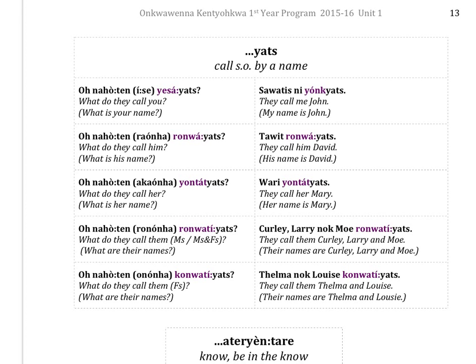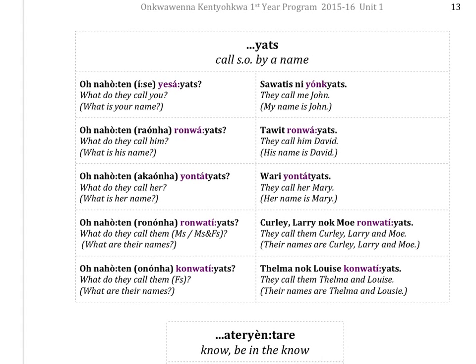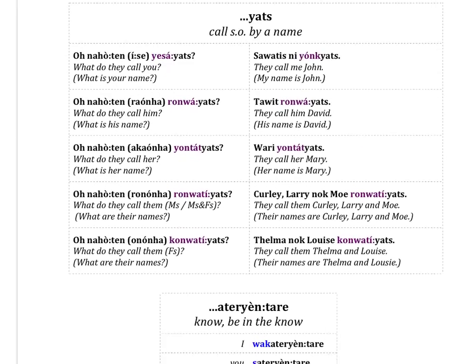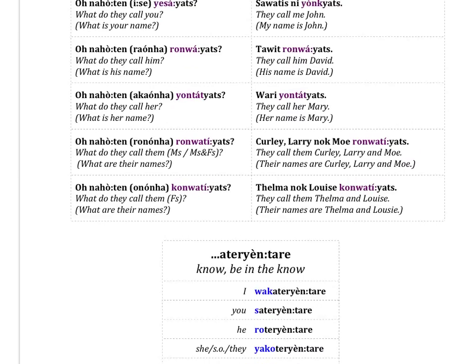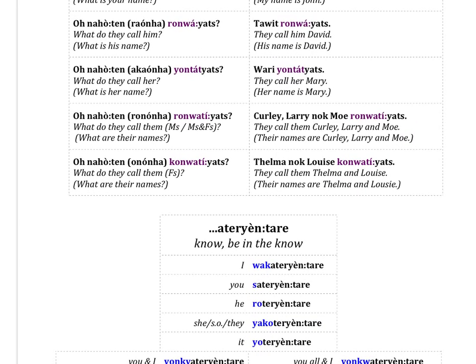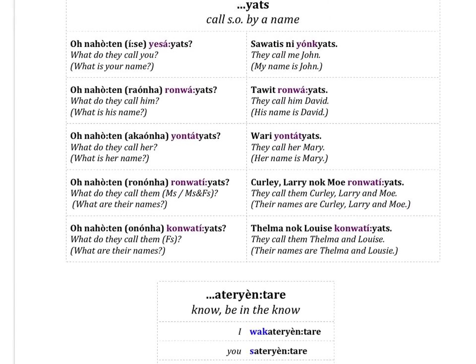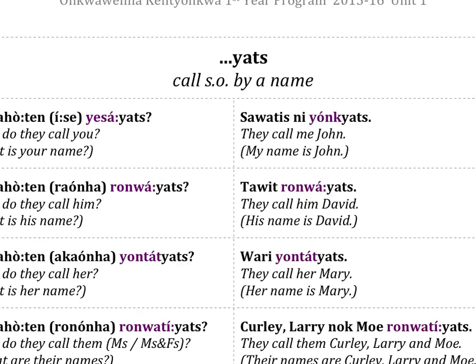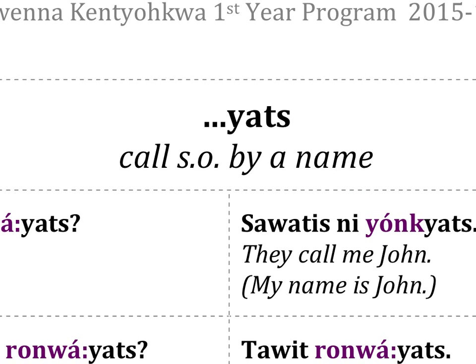This page here covers two of the verb roots that we're going to be covering in Unit 1. The first is yats, to be called by a name, and aderiandere, to know or be in the know. So let's take a look first at the first verb root. Yats, call someone by a name.